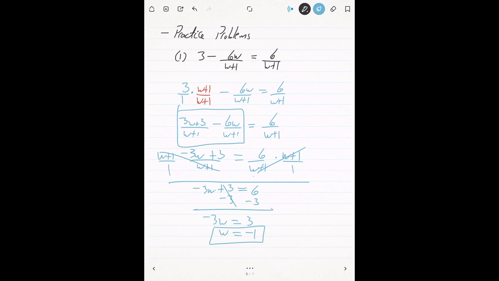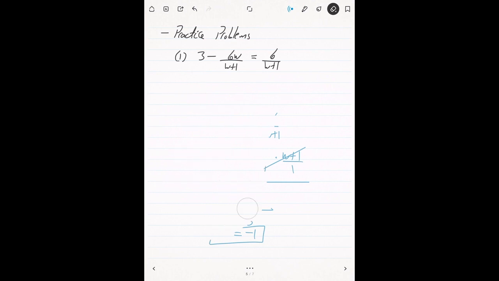Now I'm going to go back and resolve this problem using method 2, the clearing fraction technique. This method is just method 1 in reverse. Instead of combining everything together and then getting rid of the fractions, we're going to get rid of all of the fractions first, and then we're going to combine everything.